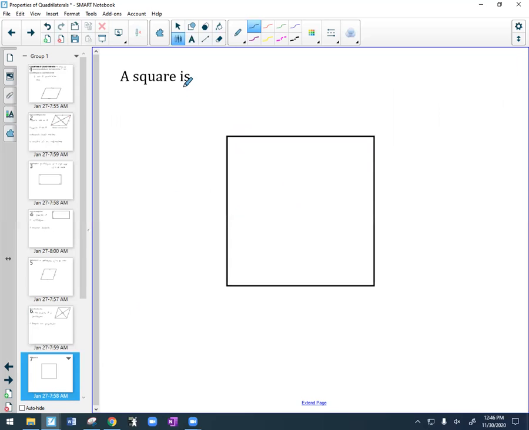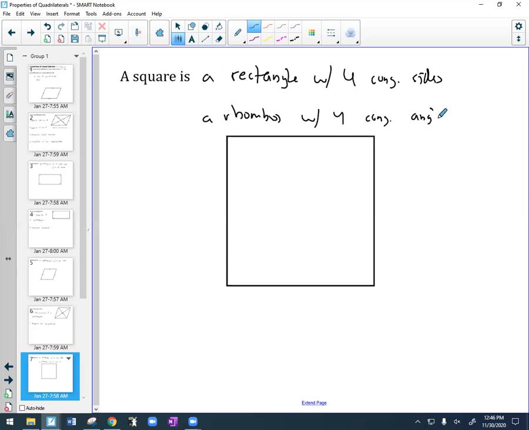A square, there's a lot of ways to say it. How would I say a rectangle with 4 congruent sides? I say there's a lot of ways. I could also say a rhombus with 4 congruent angles. I could also say it's a parallelogram with 4 congruent sides, they have 4 congruent angles, or I could say it's a regular quadrilateral. There's a million ways to say this, but basically what it means is that all the sides are the same and all the angles are the same.